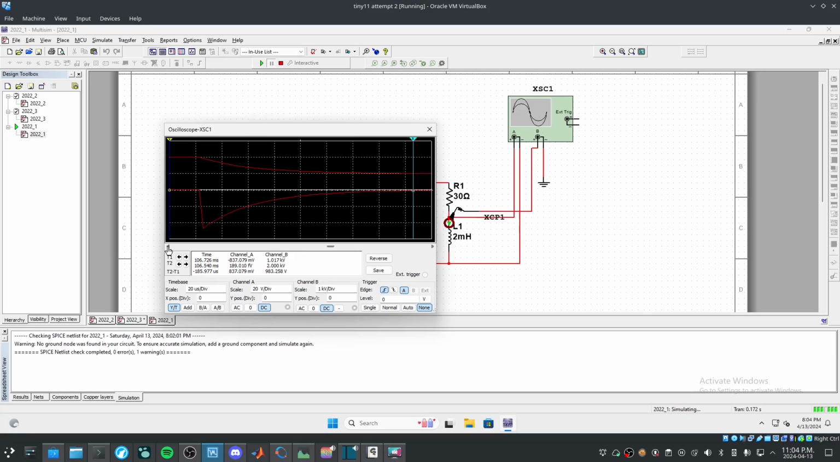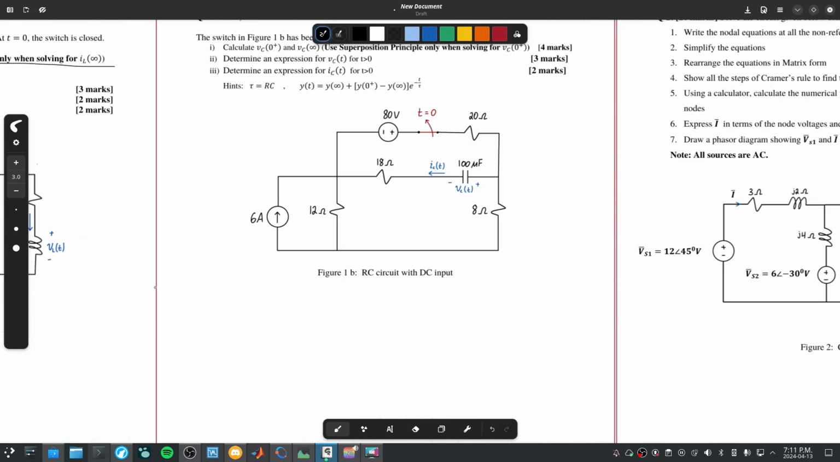So that's an example of the Multisim simulation. All right, so that was a rocky start. Let's hope that it gets better.